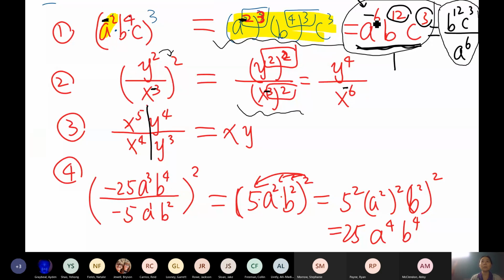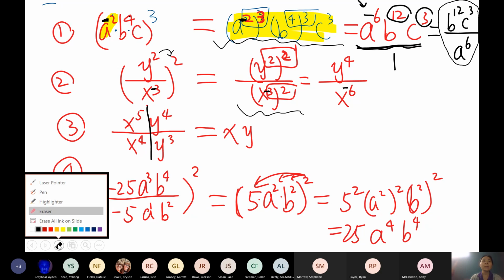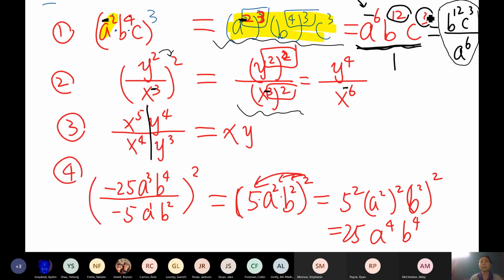Previously, when I got the answers a to the negative 6, b to the 12, and c to the 3, I don't have any fractions in here, right? I put over 1 to help you visualize how to flip when I do the flipping. Oops, I can't erase that. But you don't really have any fractions in this answer. See, no fractions. Or you can get rid of the negative by putting it as a fraction. So you either have no negatives or you have no fraction. You cannot have negatives and fraction at the same time. So in this answer, if you leave it there, you have a fraction, and you also have a negative. You cannot have a mix of fraction and negative.